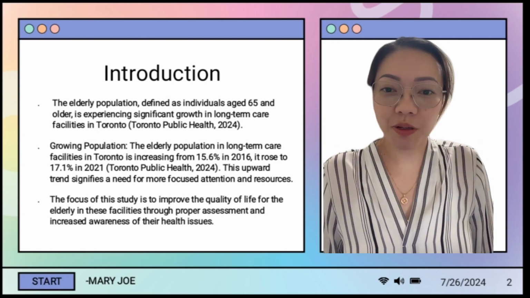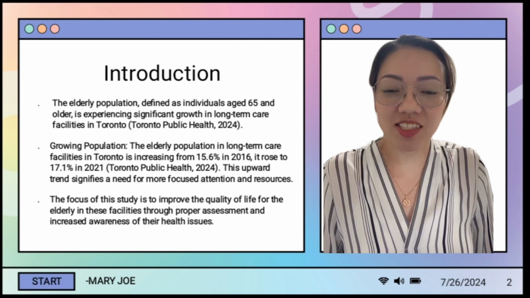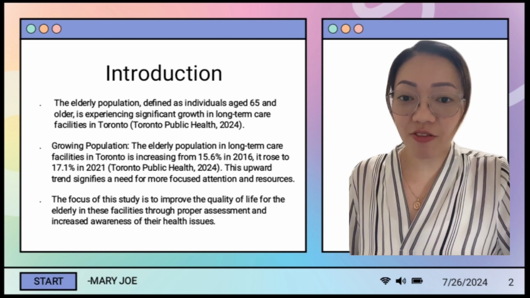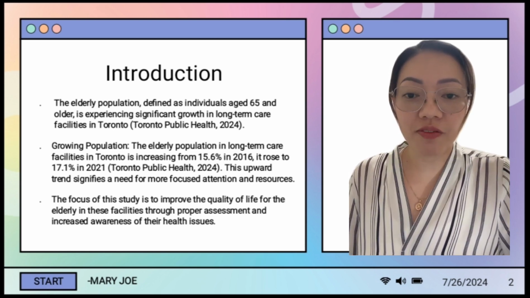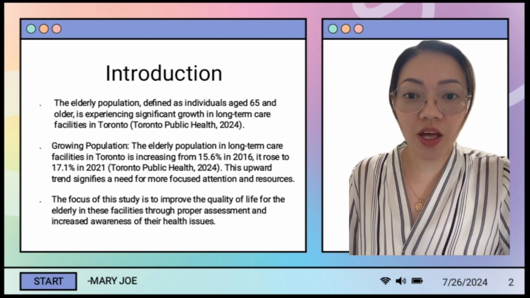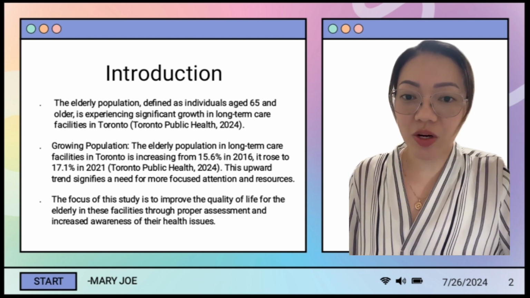Our collaborative group assignment is all about elderly in long-term facilities in Toronto, ages 65 and above. The elderly population aged 65 years and older is experiencing significant growth in long-term facilities here in Toronto. According to Toronto Public Health, there is an increase from 15.6% in 2016 to 17.1% in 2021. This signifies that they need attention and resources.